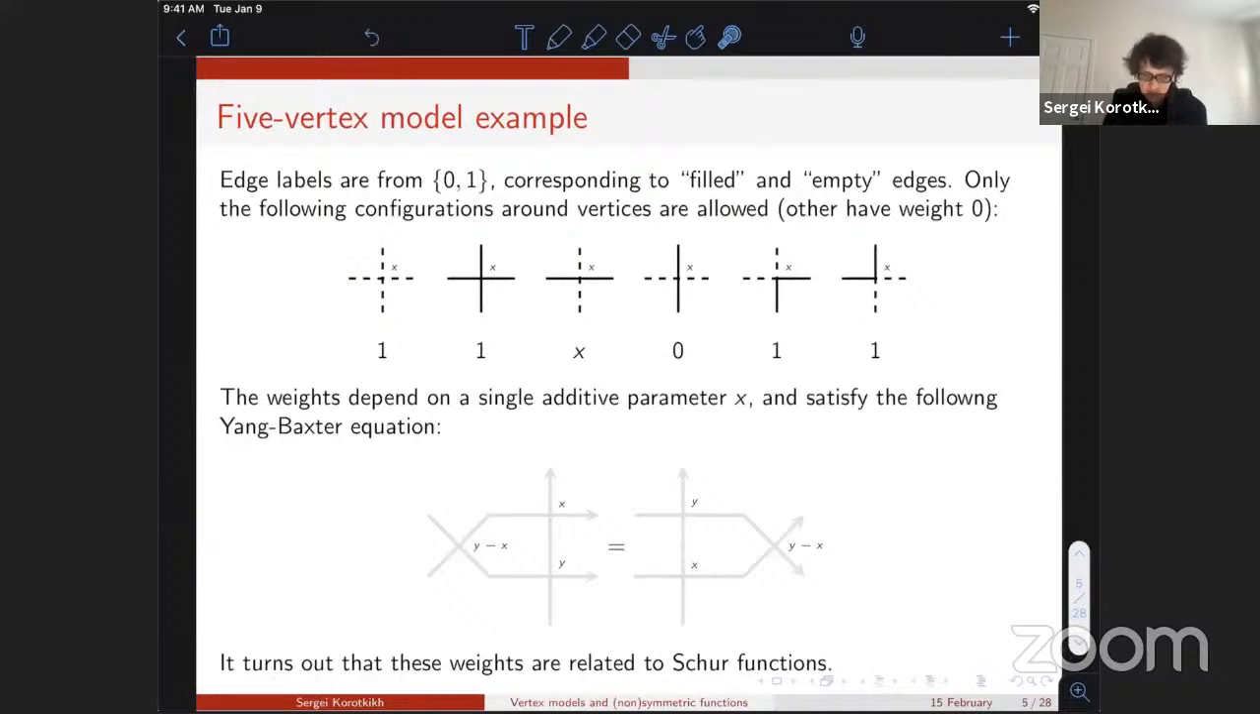And to these six possible vertices, I will assign weights. Most of them will be one, with the exception of x, assigned to the configuration when we have a straight line passing from left to right, and zero, so we are forbidding this configuration when we have a straight line coming in the vertical direction. So this weight depends on one parameter x here. And I claim that depending on this parameter, we can construct the Yang-Baxter equation. Namely, if we take vertices with weights x, y, and y minus x, then we can reshuffle them and get the Yang-Baxter equation.